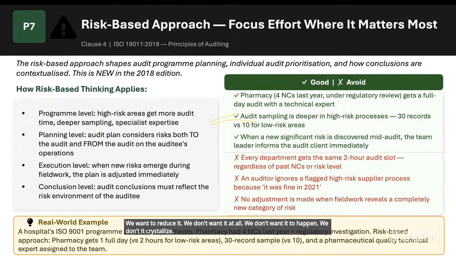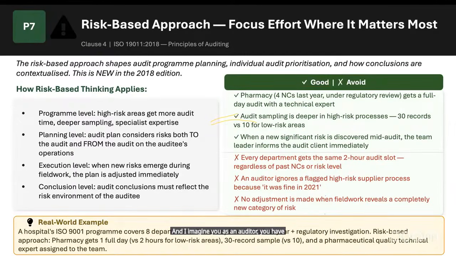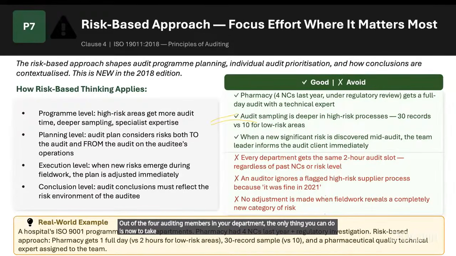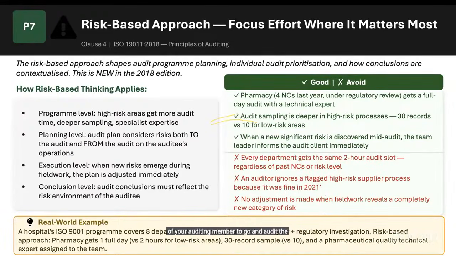And now imagine you as an auditor, you have 3 audit team members plus you equals 4. And you see that there is a process that if there is one single lapse, it could cost the organization 1 billion naira. And there's another process, if there's a single lapse, it will cost the organization 500,000. Out of the 4 audit team members in your department, if the only thing you can do is take 3 of your audit members to go and audit the low risk area, that is not a risk-based approach. That is not how to approach audit. That is against the principle of auditing.